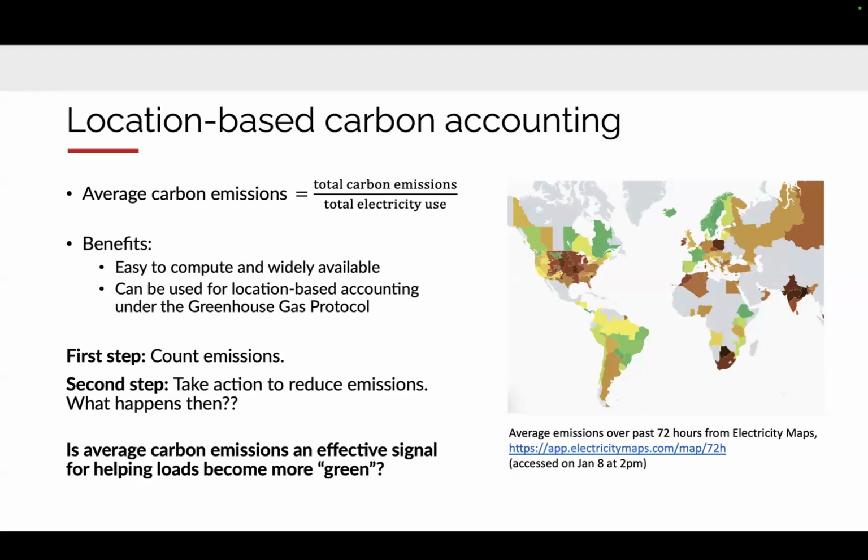If you think about it, most of us are people who like numbers and signals, and that gives us an opportunity to take action and improve things, right? The first logical thing, if you have this data, is to count your emissions and say, okay, how bad is it? But the second step is, of course, to take action to reduce your emissions. So the question we asked was, what happens when people use this data to reduce the emissions being assigned to them? That gets at whether average carbon emissions is an effective signal for helping loads become green. I'm going to show you a little case study on that.